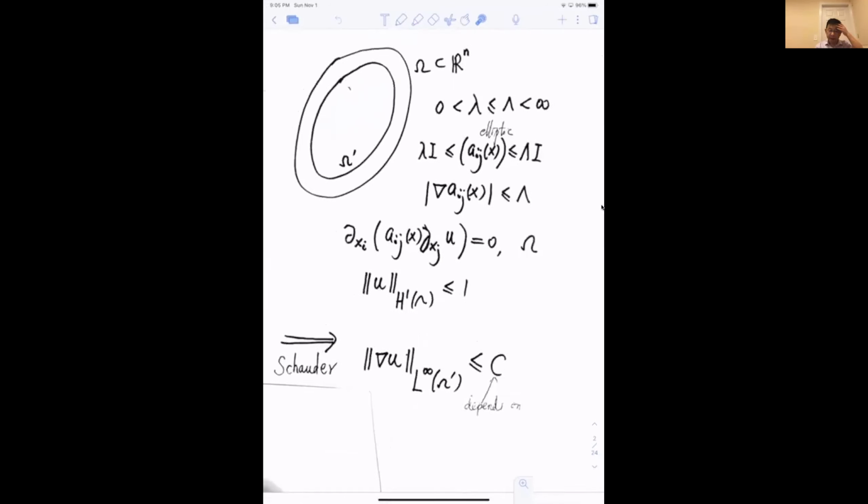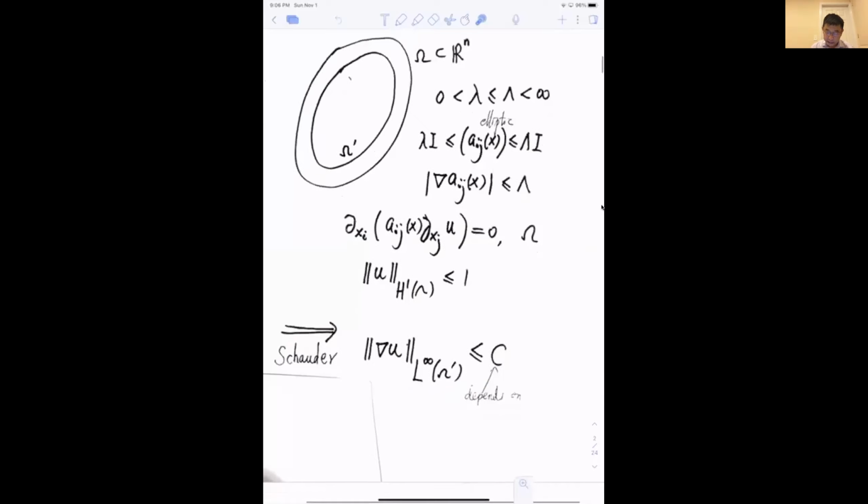Now if I look at the coefficients, I look at an equation like this, and the coefficients are elliptic. If we assume the H1 norm of u is less than or equal to 1, and you assume your coefficients are somewhat smooth, then Schauder theory will give you the derivatives under control.